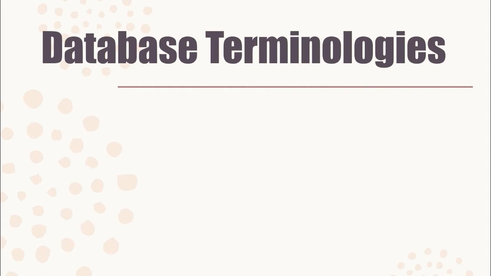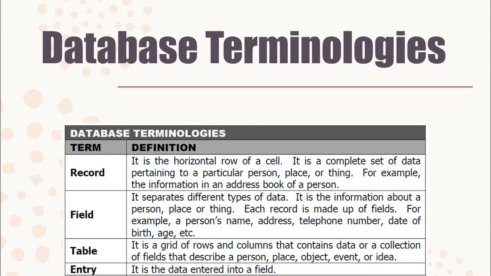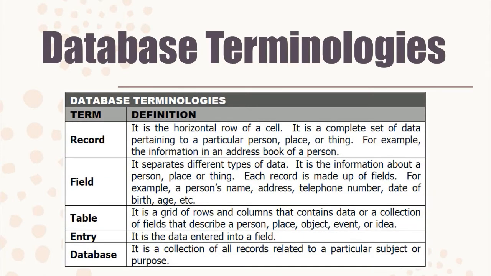Let's start with the database terminology, for you to understand well the terms that you may encounter in this lesson. A database is a collection of related tables or information that can be organized in many ways. It is like keeping a set of file folders or records that contains any number of separate categories or entries, which are called fields. Here are the terminologies.